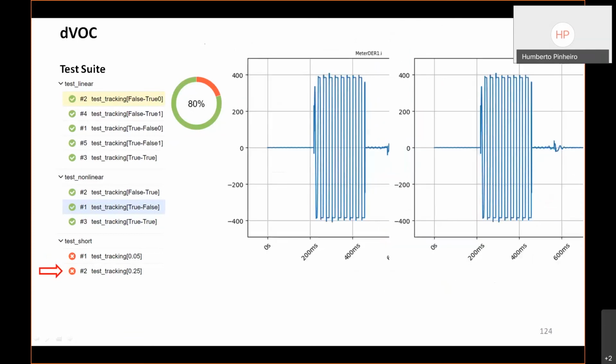Okay, so we are just showing here that we have implemented the current controller to limit the current. So during the short circuit, the current is limited in order to protect the semiconductor devices.